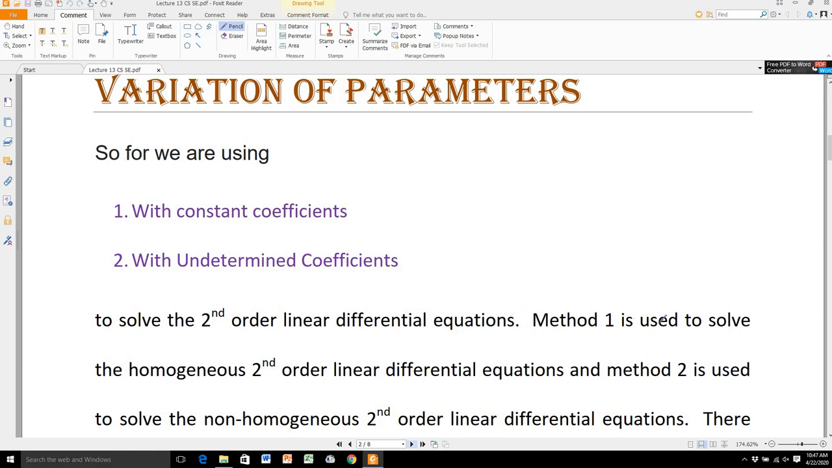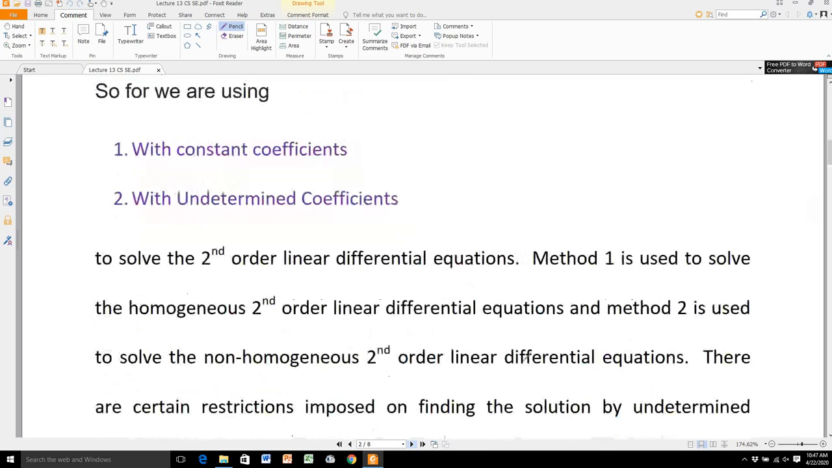Method 1 is used to solve homogeneous second order linear differential equations, while method 2 is used to solve non-homogeneous second order linear differential equations. In method number 1 we find only the characteristic solution, which is based on the nature of the roots, and you know that the nature of the roots is of three types.